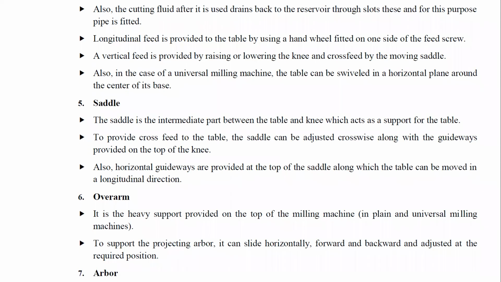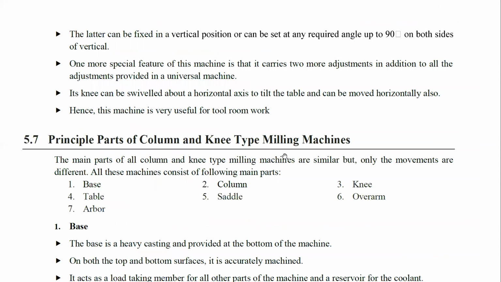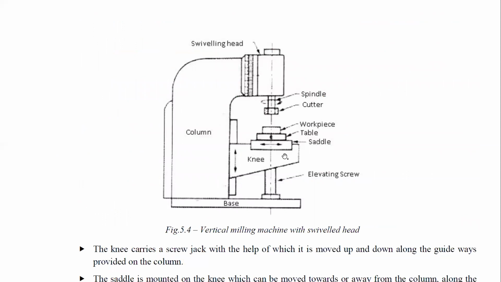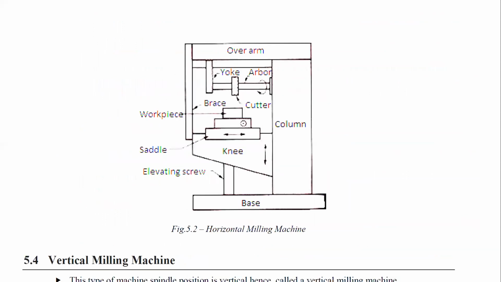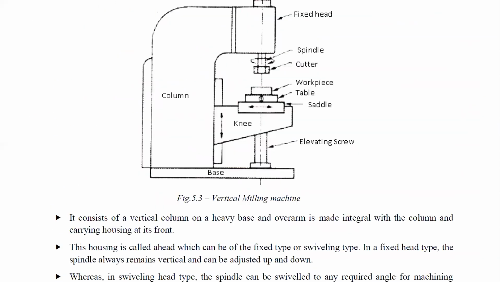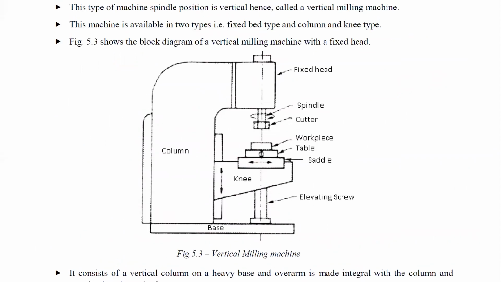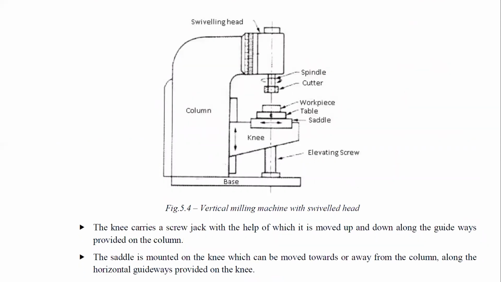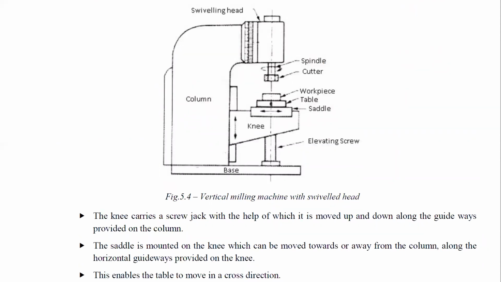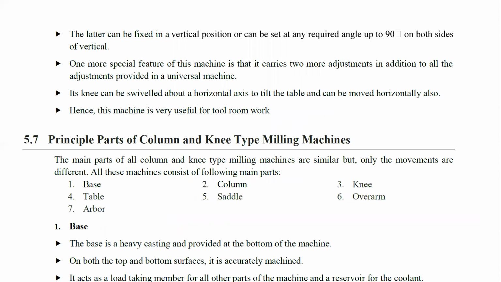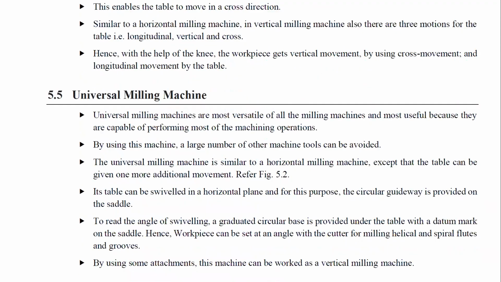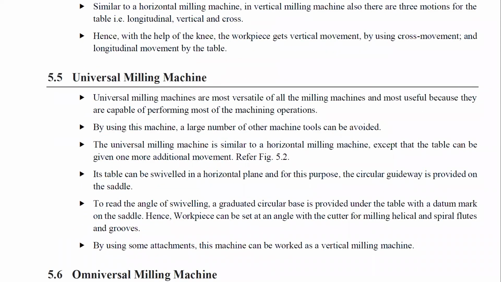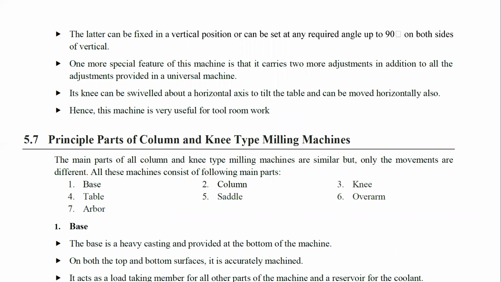Then another part is the saddle. Here you can notice that in the vertical milling machine there were two types: one was the fixed type and the second one was the swiveling head. Here you can see the swiveling head. The head will be swiveled in the vertical milling machine, while for the universal milling machine, the base table will be swiveled. Okay, so remember the difference.